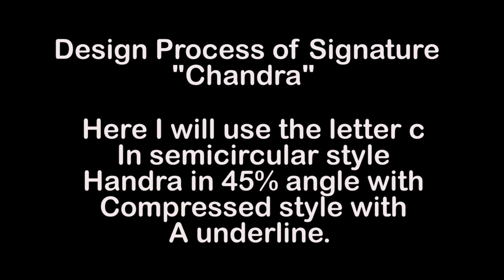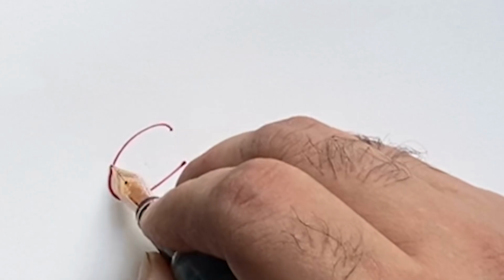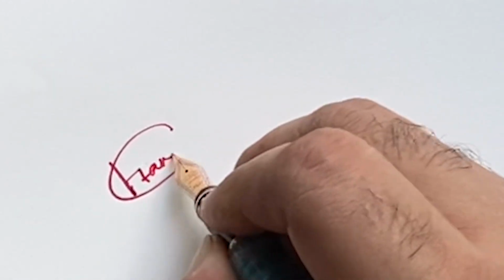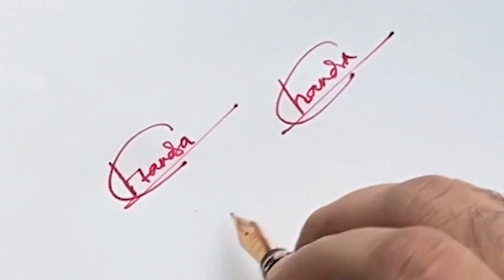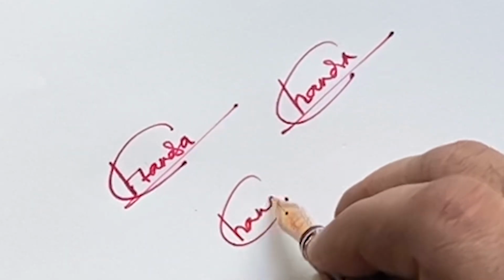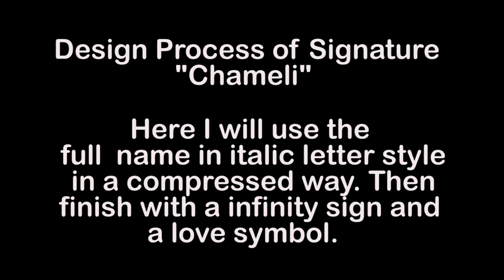Now let's design the signature of Chandra from Nepal. Here I will use the letter C in semicircular style, Handra in 45-degree angle with compressed style with a underline.